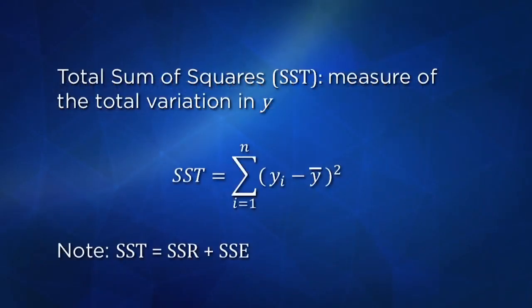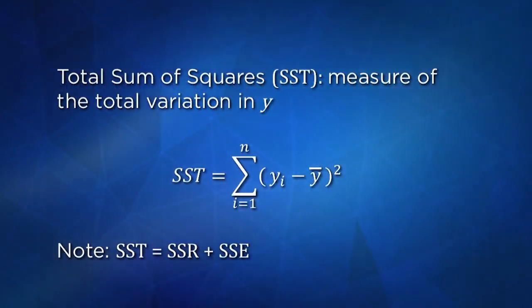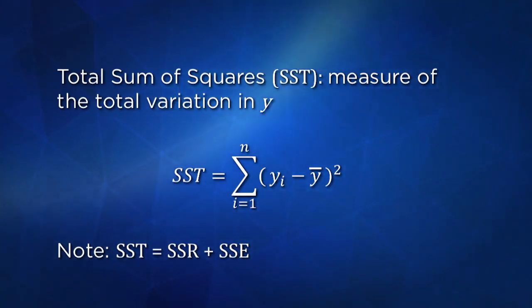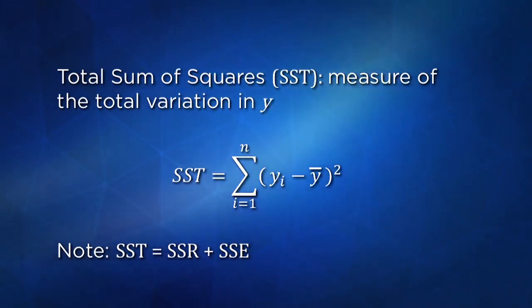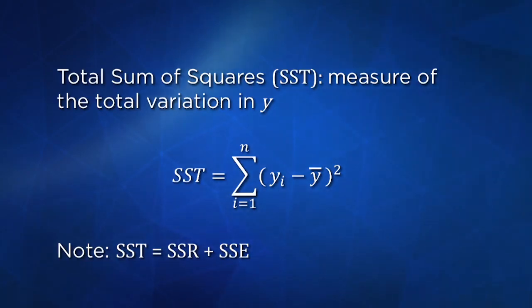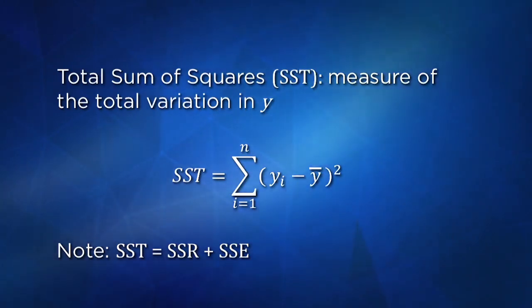Lastly is the total sum of squares, SST. This measures the total variation in y. Right, so the sum, as i goes from 1 to n, of (y sub i minus y bar) quantity squared. And we could actually show that our total sum of squares is equal to the sum of squares due to our regression plus the sum of squares due to our error.